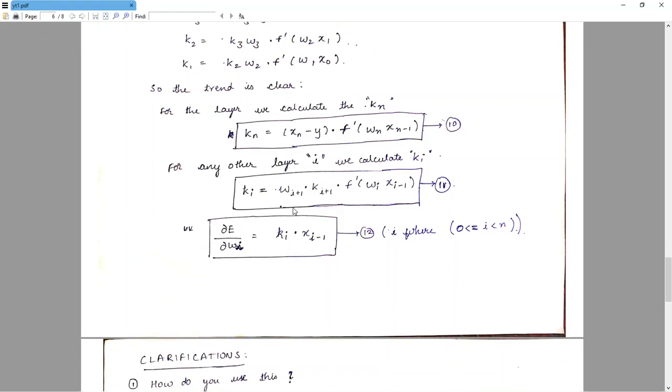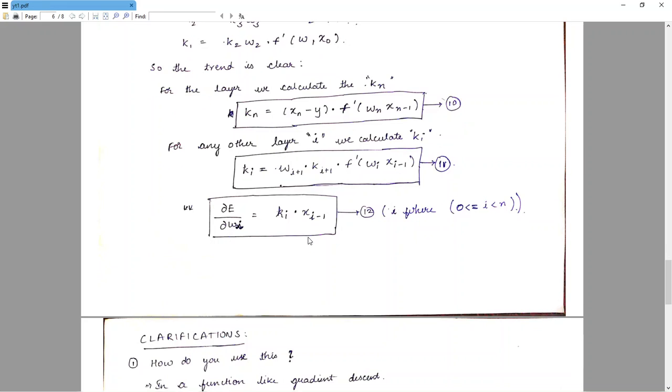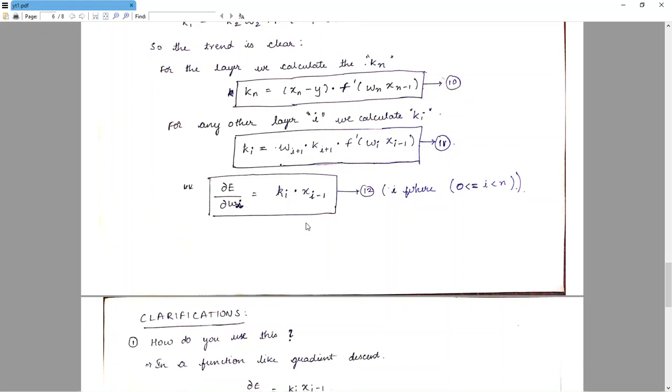So how do you find the error? It's simple. We got the Ki. Now what we need to do for any ith layer is just multiply it by the previous layer's values, Ki into Xi minus 1.